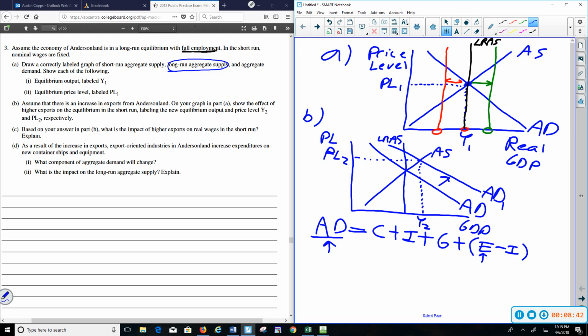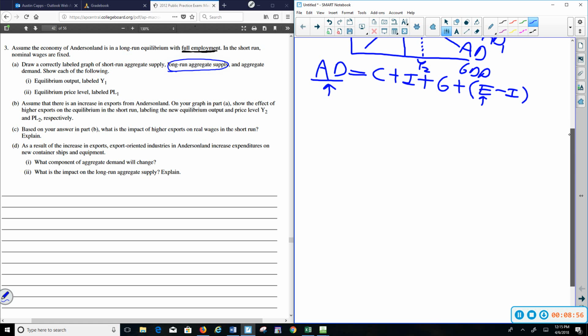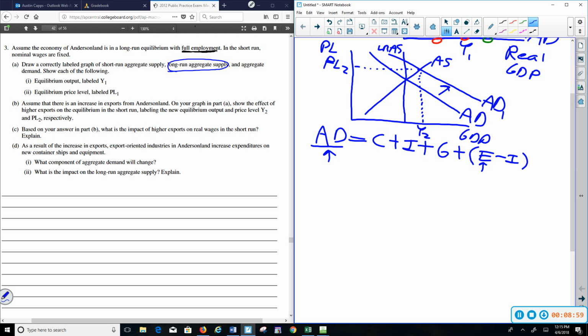All right, now part C says, based on the answer from part B, what is the impact of these higher exports on real wages in the short run? Actually, to see this, we've got to do a couple of things. First, we need to remember what real wages are. Nominal wages is the value of our wage as it is actually given to us. What do I mean by that? If you agree to work at a fast food joint to receive $8 an hour, $8 an hour is your nominal wage. It's what you actually receive.